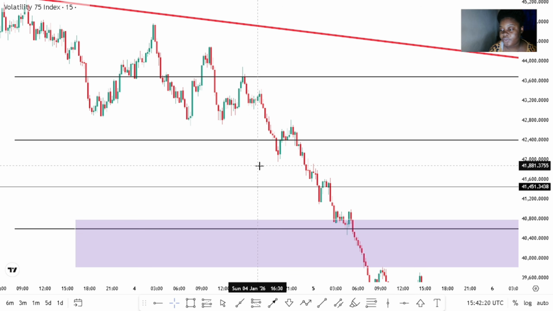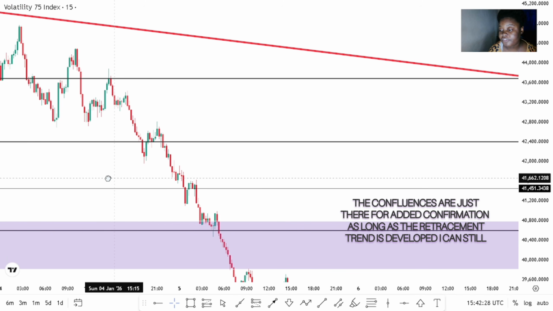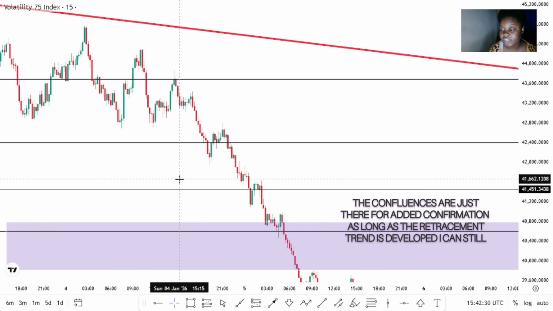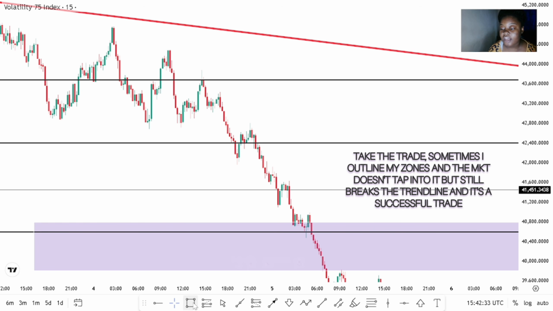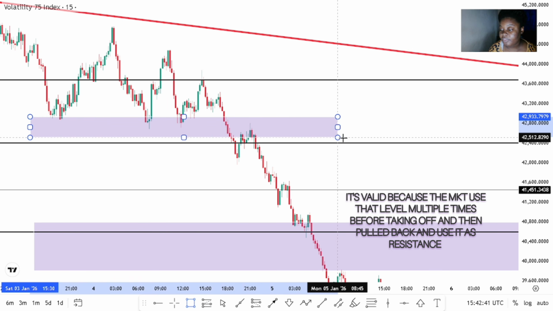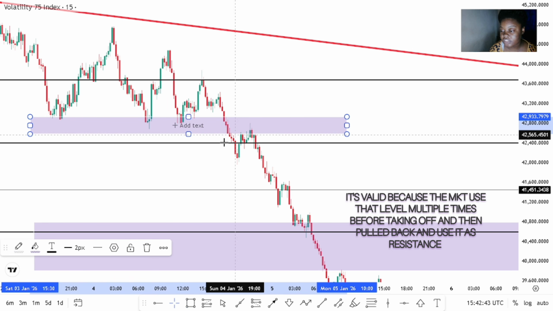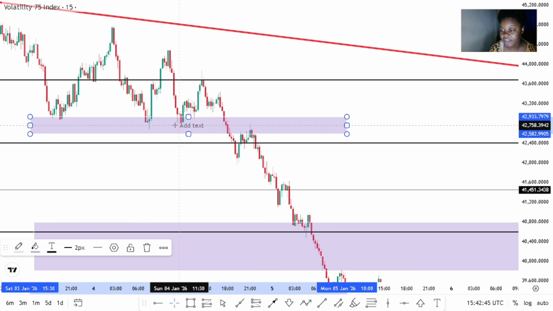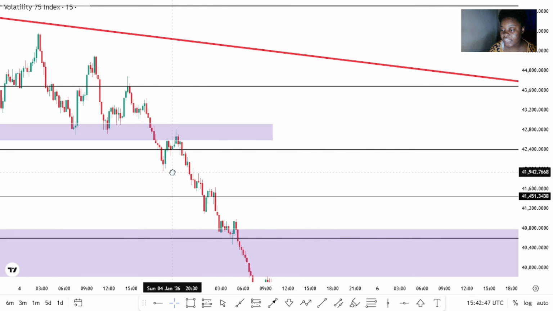Okay, so if you don't really see anything on the higher time frame, you can definitely make your way down to as low as the 15-minute time frame to see if there are any confluences around the levels that are outlined. What I'm seeing is support in this area, and I'm also seeing that the market used this area as resistance. So we have support and we have resistance around here.